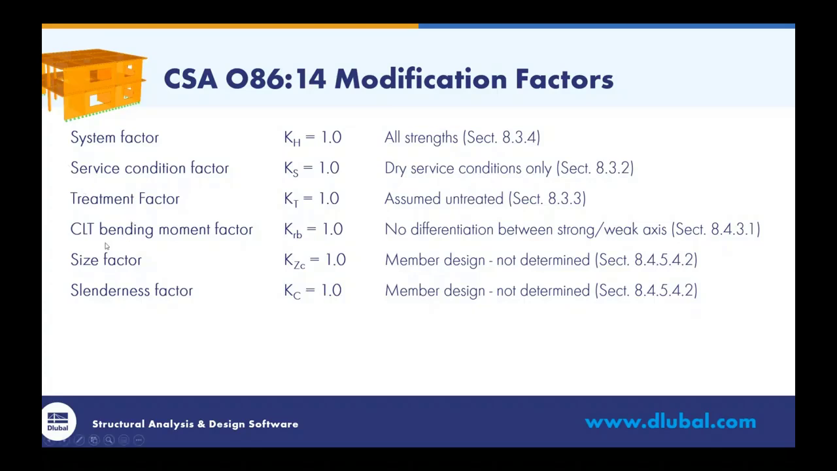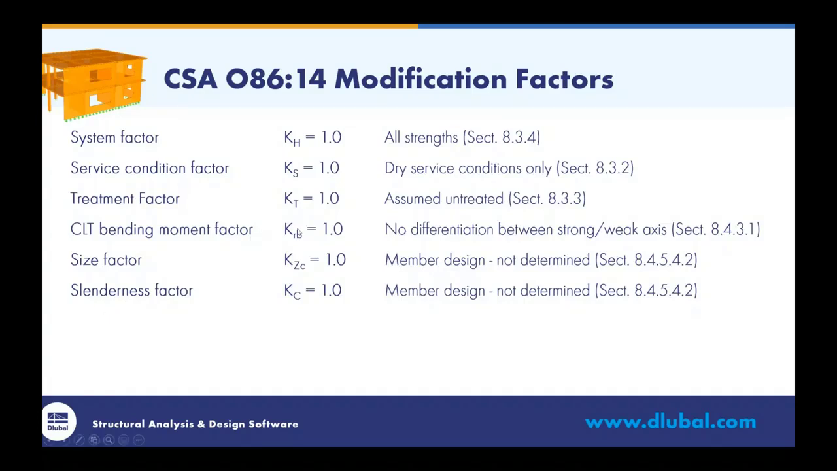Now, the other three factors here are a little bit different. The CLT bending moment factor, size factor, slenderness factor. So the CSA standard really takes an approach for CLT design as though it's treating it like a member. And this might be extremely beneficial for hand calculations, just to simply run a design check. The problem with that is, in a finite element analysis software, that 2D surfaces are truly surfaces. We do not treat them as members.